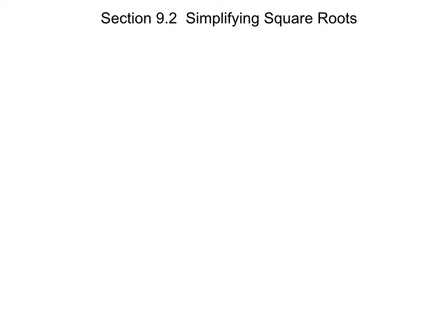Hello, in this video we're going to talk about simplifying square roots. Now you might recall in the last section we took a look at evaluating square roots. For example, if we had the square root of 25, we knew that that was equal to 5. Or if we had the square root of 64, we know that that equals 8.